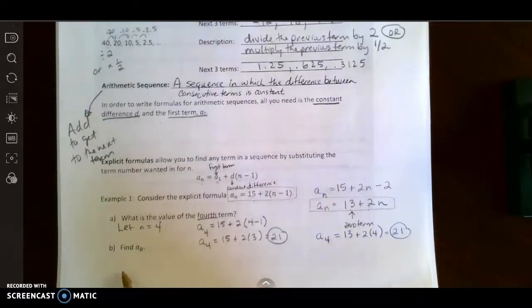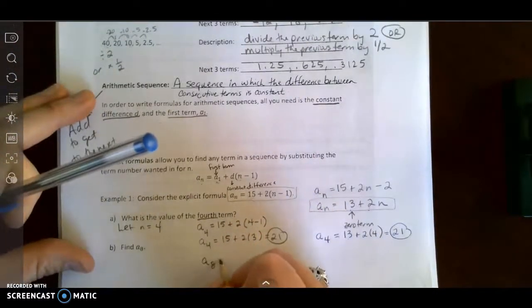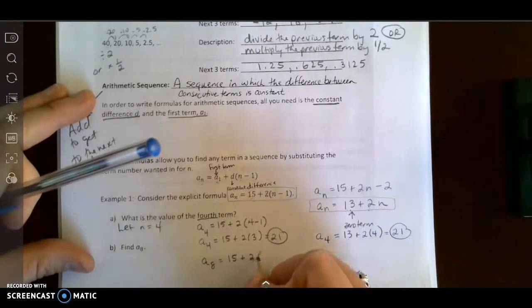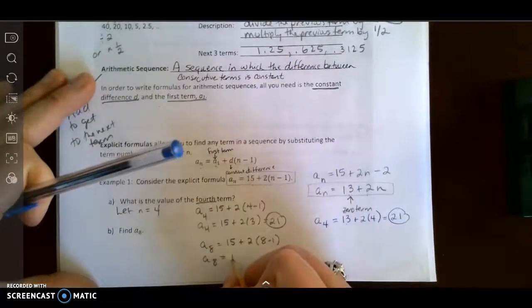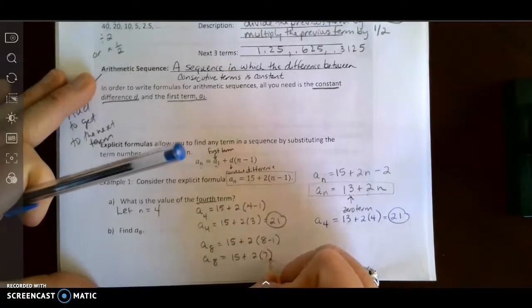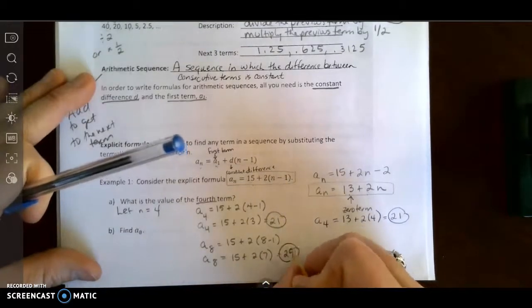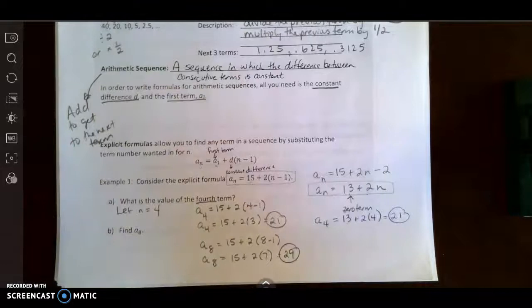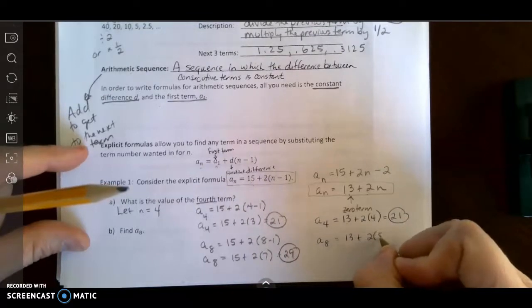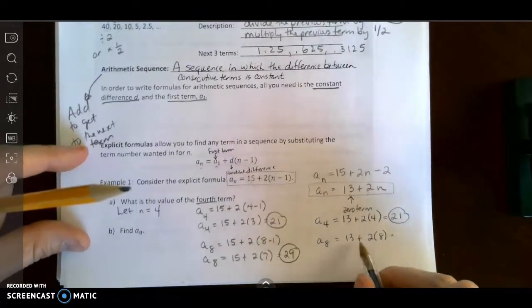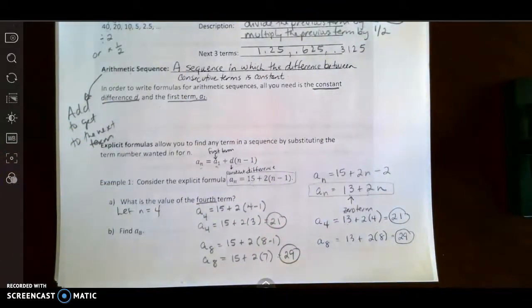Find a sub 8. A sub 8, again, I'm going to show you using both. A sub 8 is 15 plus 2 times 8 minus 1. So a sub 8 is 15 plus 2 times 7. I know that 2 times 7 is 14. 14 and 15 would be 29. If I did it using this formula, a sub 8 would be 13 plus 2 times 8. 13 plus 16 is 29. Either way, we get the same thing.